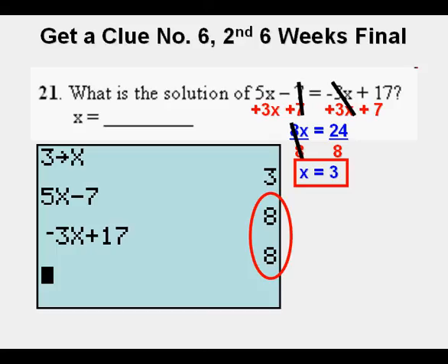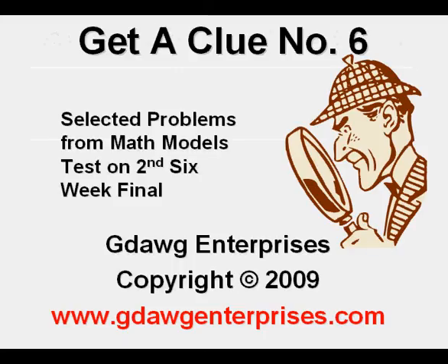When you can test, and you should always be able to test your answers, there should be no excuse for missing this level of a problem. And since they are equal, both sides equal 8, we know that 3 is the correct value for x. And that is our final answer.